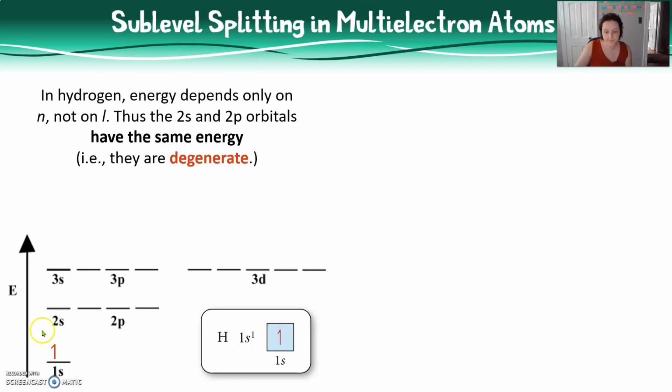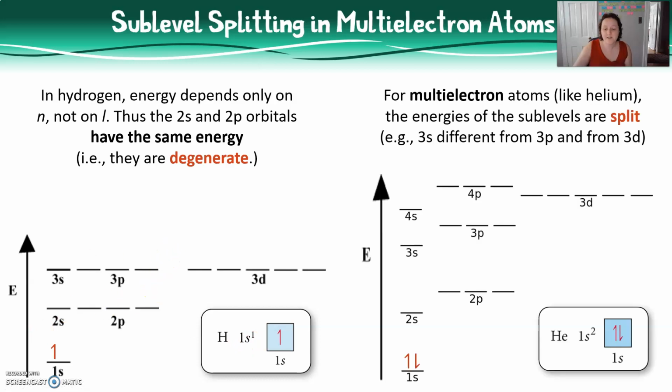Now, for multi-electron atoms, having more than one electron means the electrons themselves repel against each other due to their like charges, which causes a destabilization in energy, meaning their energy increases. And this causes differences in the energies of the individual orbital subshells. The energy level diagram changes slightly, and we now see that subshells of the same energy level are no longer degenerate, but orbitals within the same subshell are still degenerate.